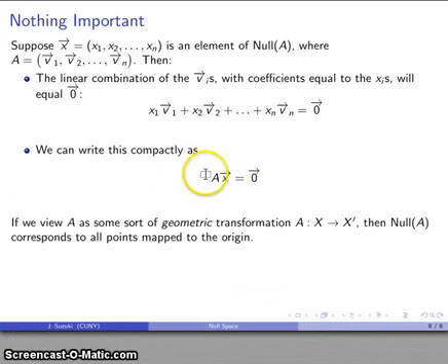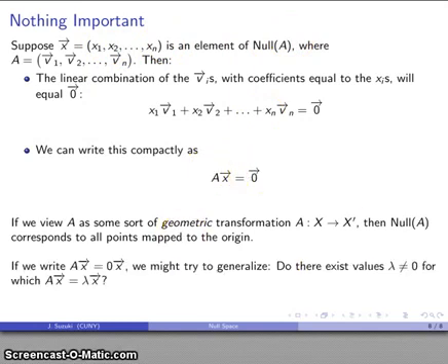Now, if I view this algebraic equation as a geometric transformation, what this is saying is that if I have a point in the null space, this transformation is going to squash that down to the origin. So the geometric significance of the null space is that it consists of all points that get squashed down to the origin by the geometric transformation.